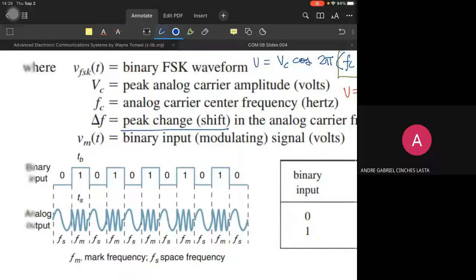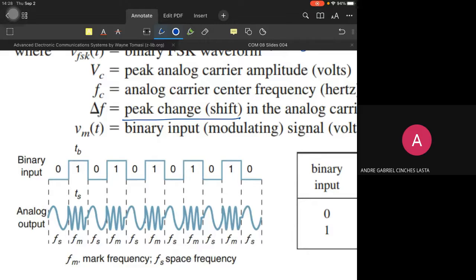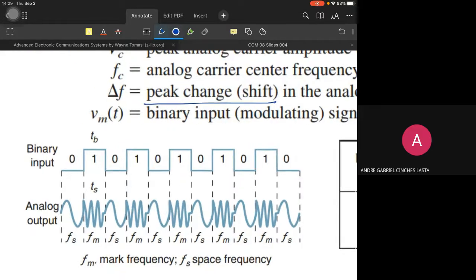So this is the output. If this is the binary input, 0101, clearly for logic 0 the frequency is lower than for logic 1, which has a higher frequency. So in terms of concept, is that easy to grasp? Is the base output easy to understand? Any quick questions so far? Okay, good. Thank you.